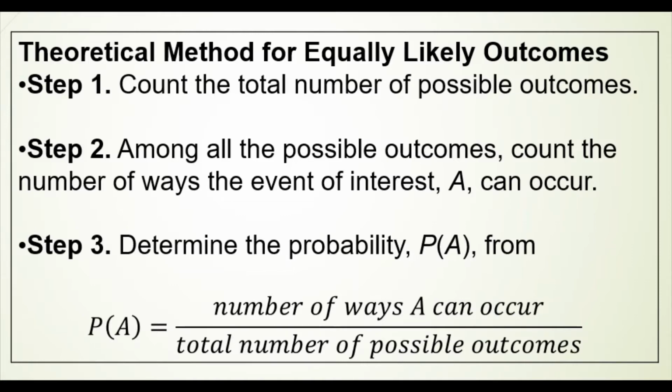And then step 3, we're going to determine the probability, P of A, from this equation. The probability of an event A occurring is equal to the number of ways that A can occur divided by the total number of possible outcomes. So in order to see how this works, it's going to be helpful to run through a few examples.